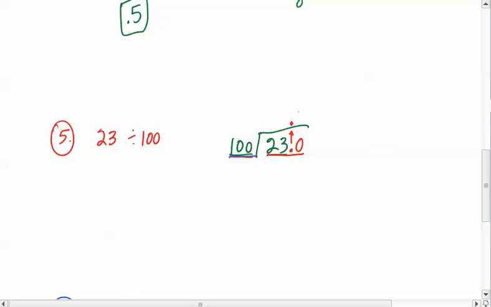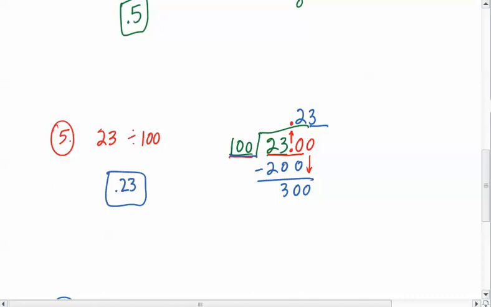100 into 230 goes 2 times. I put it over the last digit, the last digit into which I divided. Okay, there's 30 left over. Now, I'm out of zeros, but I'm going to keep on adding them, right? I'm just going to add another one so that I can bring it down. And I'm going to keep going. 100 goes into 300 3 times. So my answer is 0.23 or 23 hundredths.